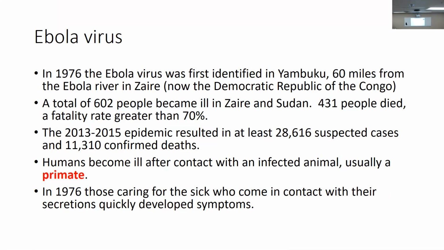In 2013 and 14, the epidemic resulted in at least 28,000 suspected cases and 11,000 deaths. And I want to say that 2014 case came here. So during that 13-15 epidemic, it came over with those healthcare workers. Humans became ill after contact with an infected animal, usually a primate. In 76, those caring for the sick who came into contact with their secretions quickly developed symptoms.